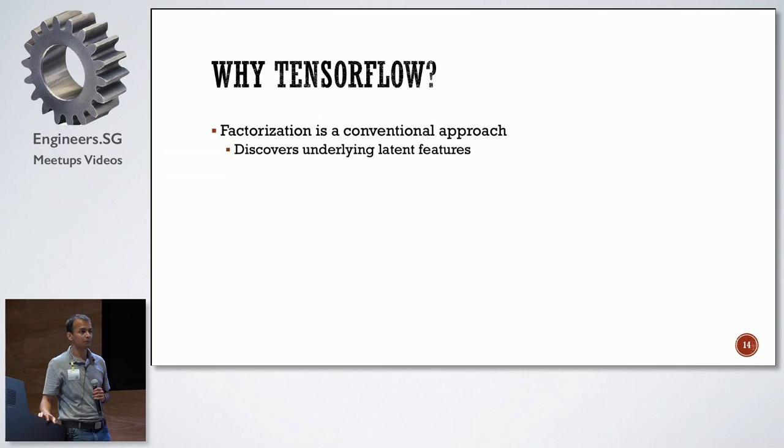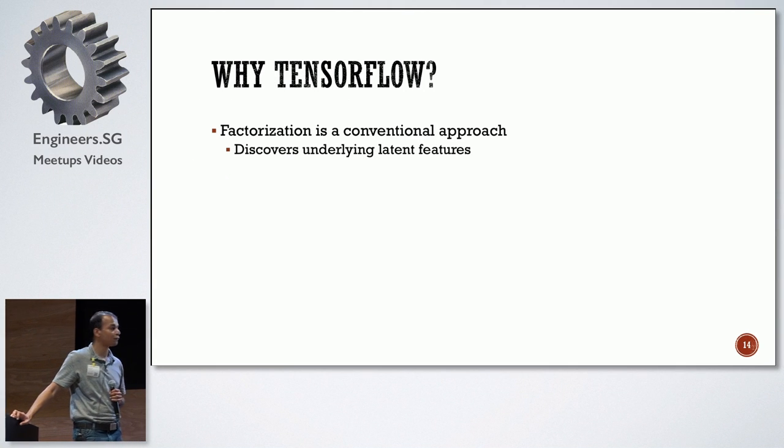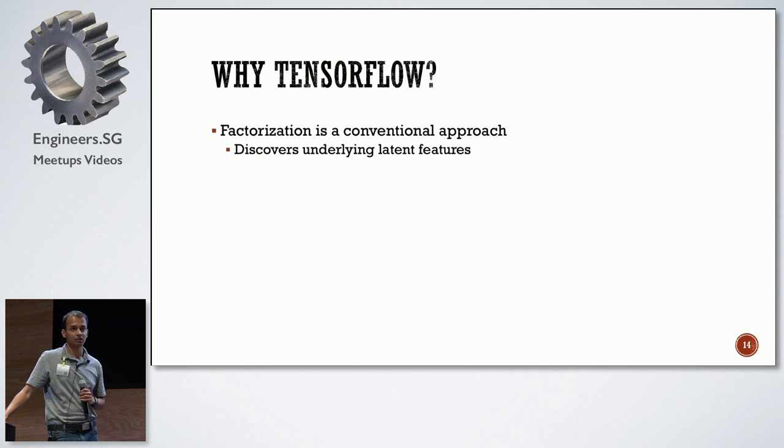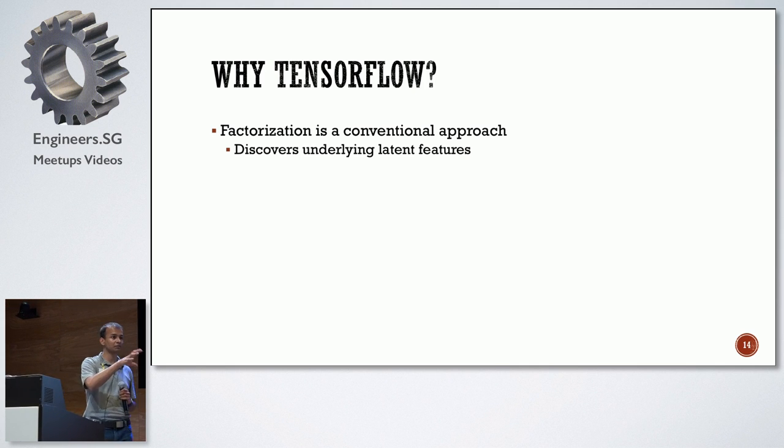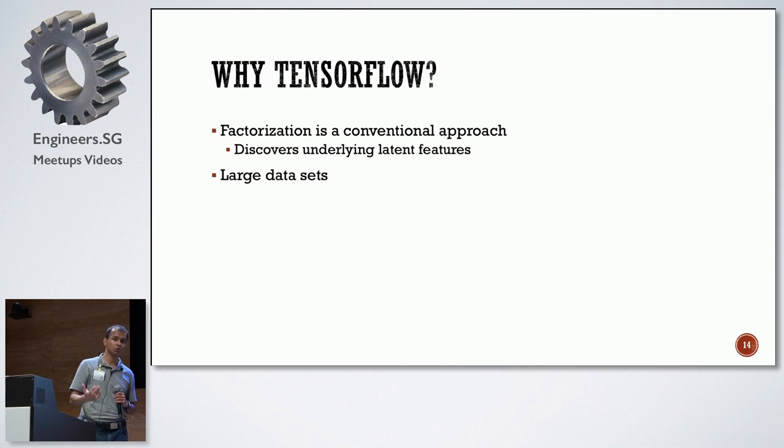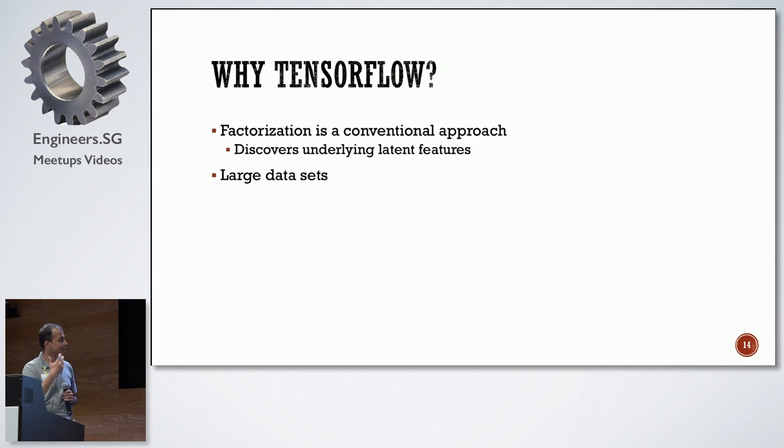So first of all, for recommendation, we go for a factorization. That's the conventional approach. But with factorization, we do something like an SVD, which is trying to figure out the latent features underlying the users and the items. But what happens with large data sets? That is when the challenge arises. We cannot do an SVD on a million by million matrix. So that is one of the reasons why TensorFlow, or deep learning neural network toolkits, could be very useful.